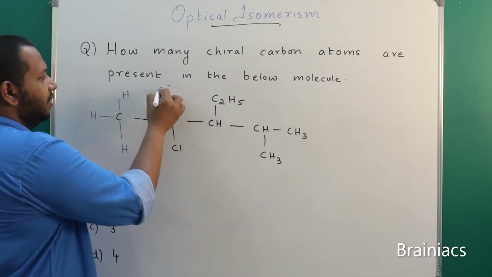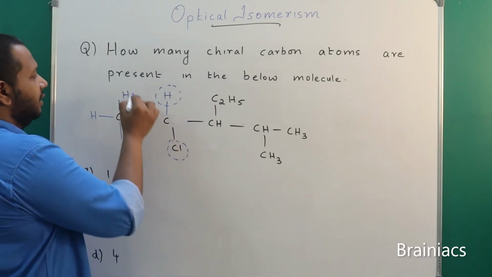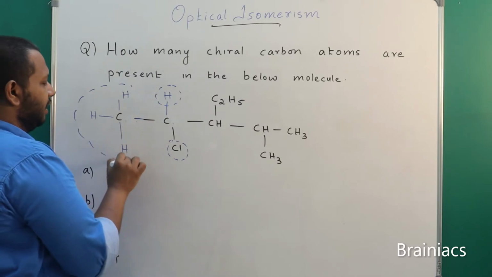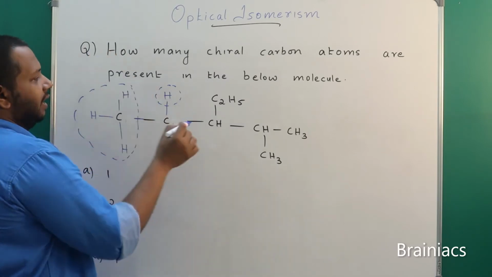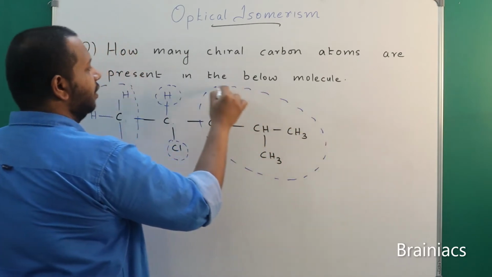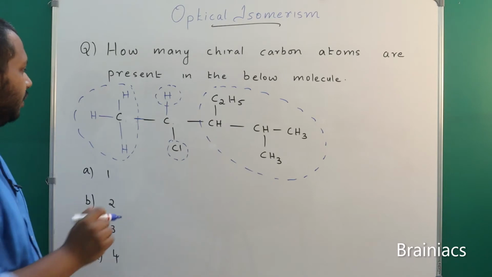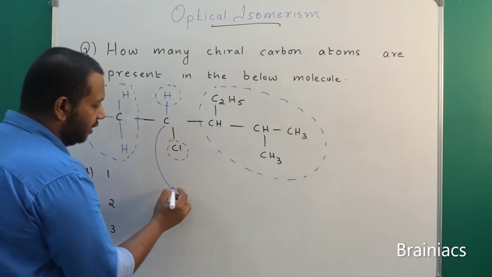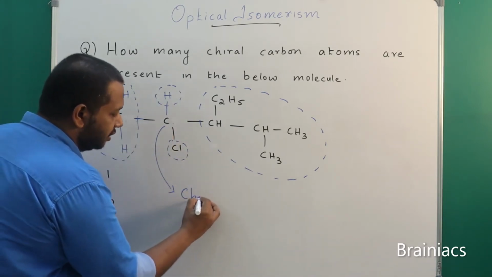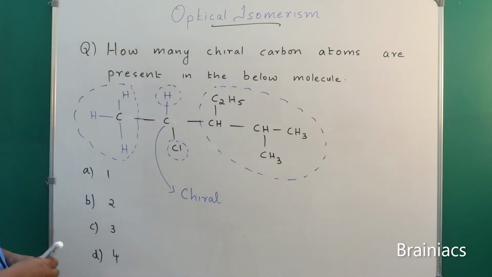Okay, one valency is hydrogen, another valency is chlorine, the third valency is a methyl group connected like this, and the fourth valency is this big group that is connected here. So all four valencies are different. So I can say this carbon is chiral in nature. This is chiral. Correct?